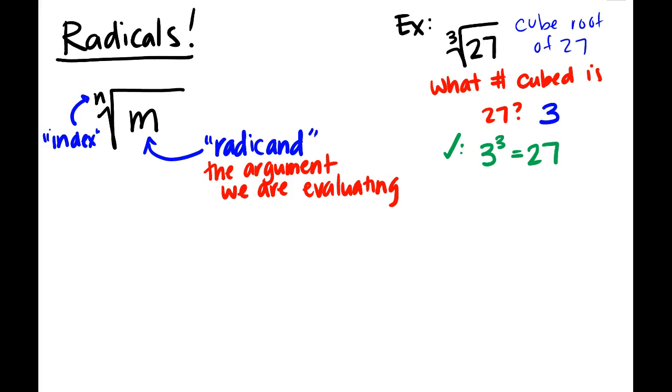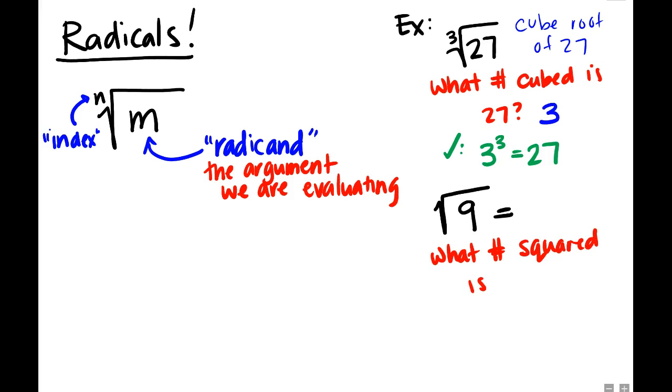Now, we needed these in order to undo our square roots, undo our squares. So another thing to note is whenever we have a radical symbol without an index on it, that is a square root. Most of you have seen this before. So when you see something like this, again, in terms of what we're thinking, what number squared is 9? And again, this is pretty straightforward. This is still 3.